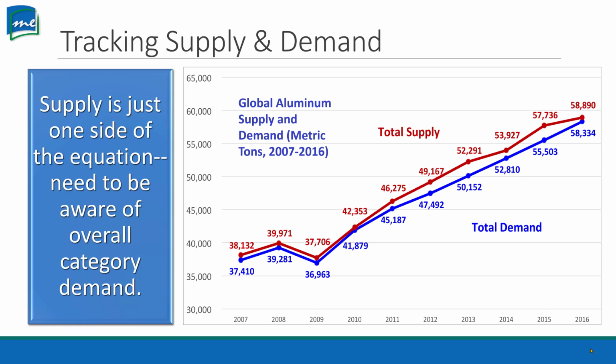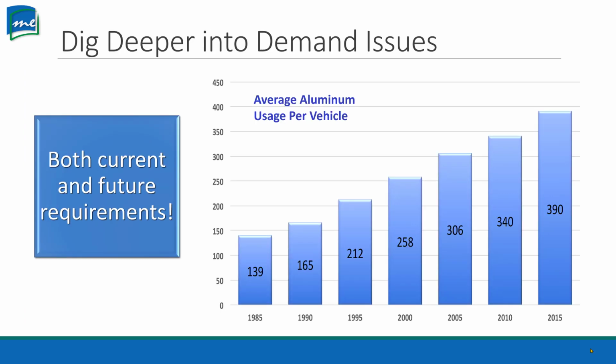So these are some things that you need to think about when you're sourcing. Let's dig a little deeper into demand. We have the average aluminum usage per vehicle. If we look back to 1985, it was 139. Now it doesn't give a unit of measure, but it's 139. Then we get to 2015, a mere 30 years later, and it's almost tripled the amount of aluminum in a vehicle.